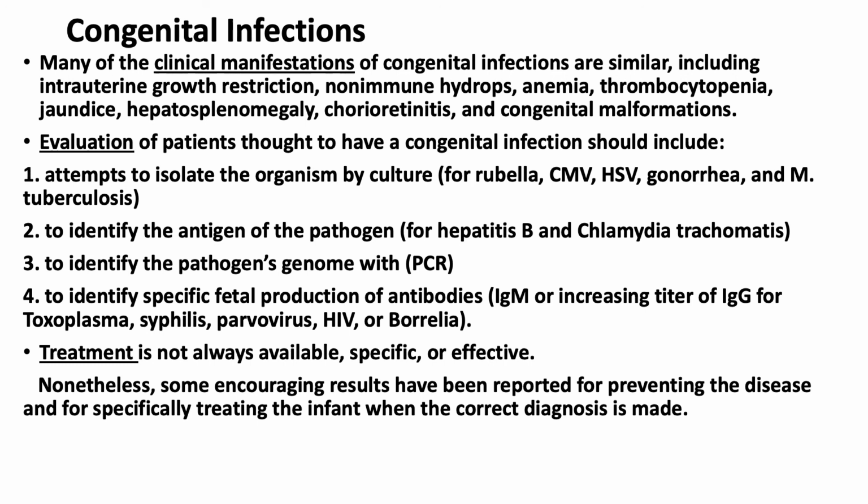or identify specific fetal production of antibodies, IgM, or increasing titer of IgG for Toxoplasma, syphilis, parvovirus, HIV, or Borrelia. Treatment is not always available or specific or effective. Nonetheless, some encouraging results have been reported for preventing the disease and for specifically treating the infant when the correct diagnosis is made. And this is all about neonatal infections. And thank you very much.